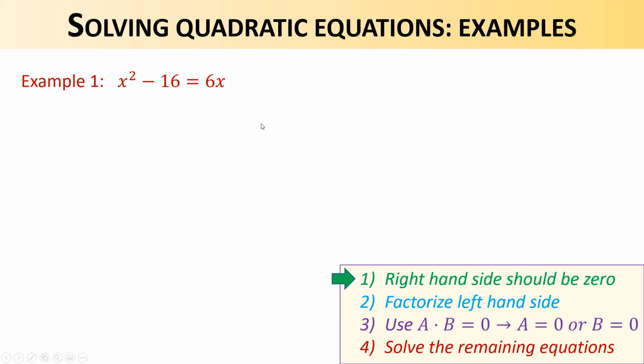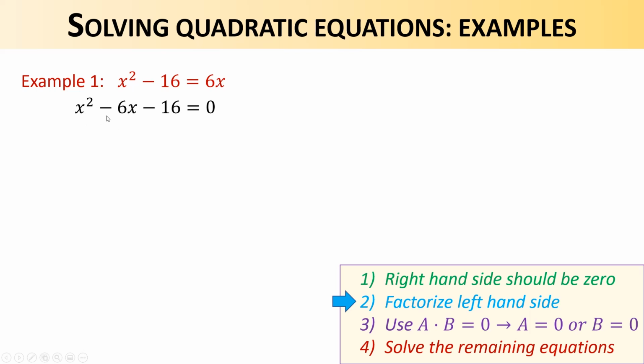So let's look at this one. x squared minus 16 equals 6x. First step is to check if the right-hand side is 0. Well, it's not 0 yet, so we're going to use the balance method to make it 0. It means we can subtract 6x, but we will also have to subtract 6x on the left side. So we can rewrite this as x squared minus 6x minus 16 equals 0. Now the right-hand side is 0, so we can proceed to factorize the left-hand side. There are no common factors, so we will have to use the sum product method.